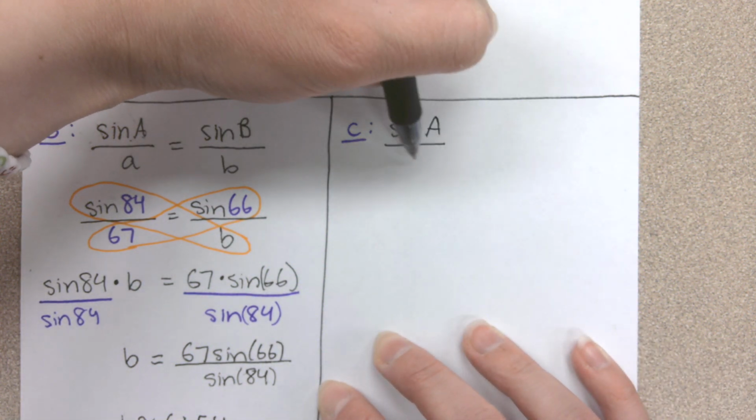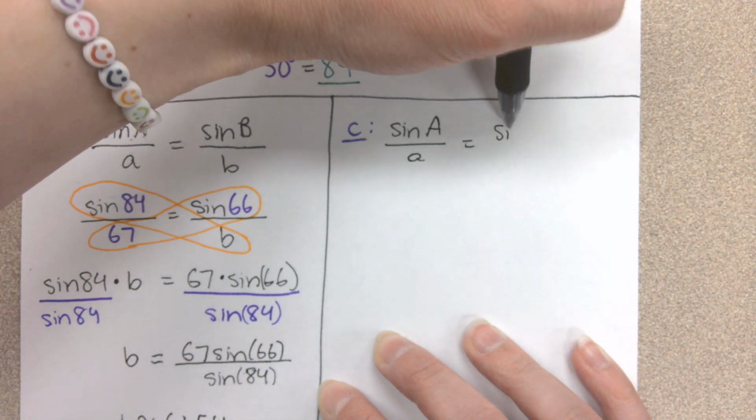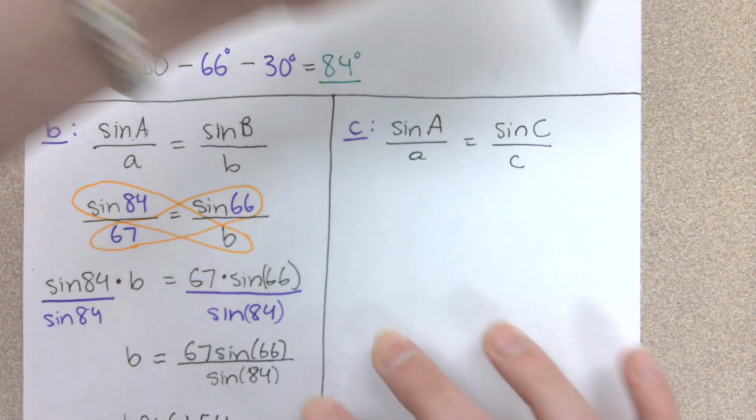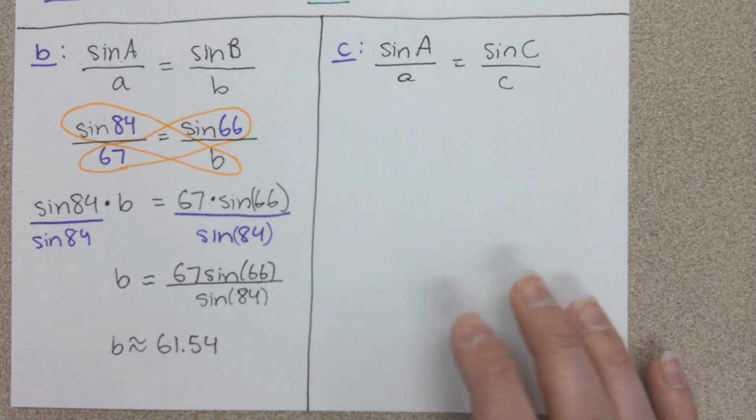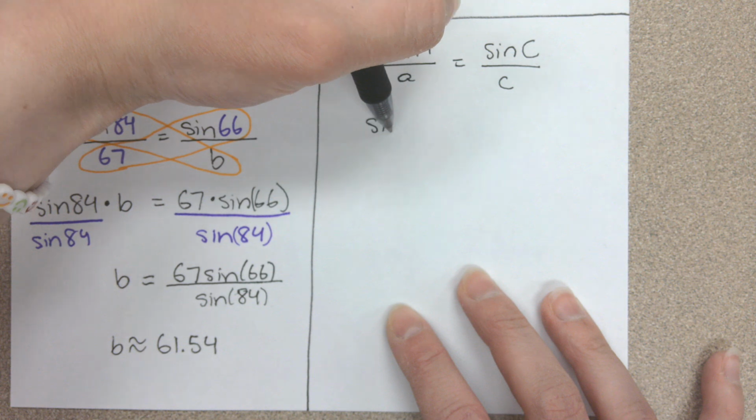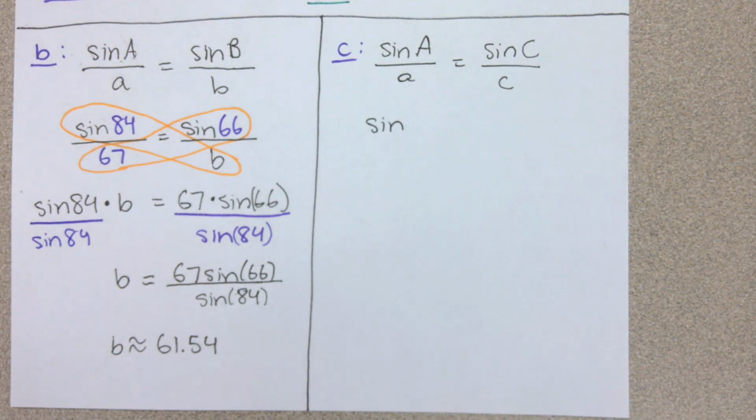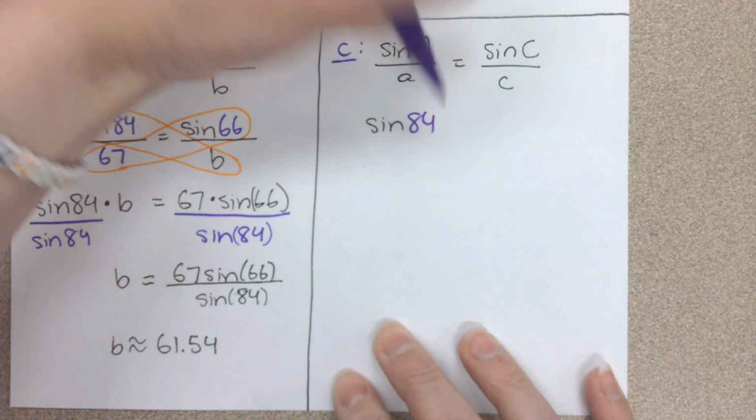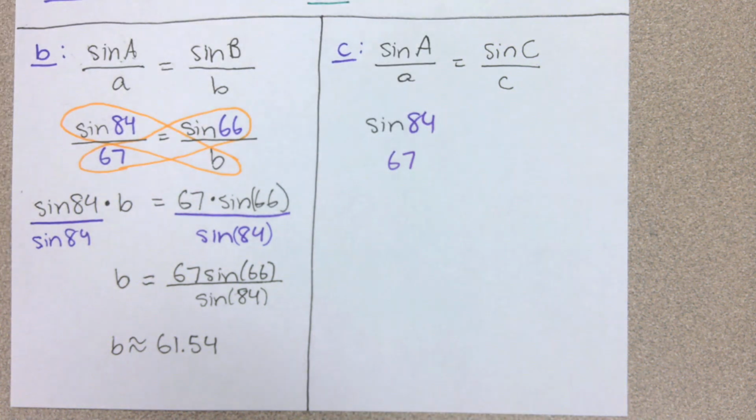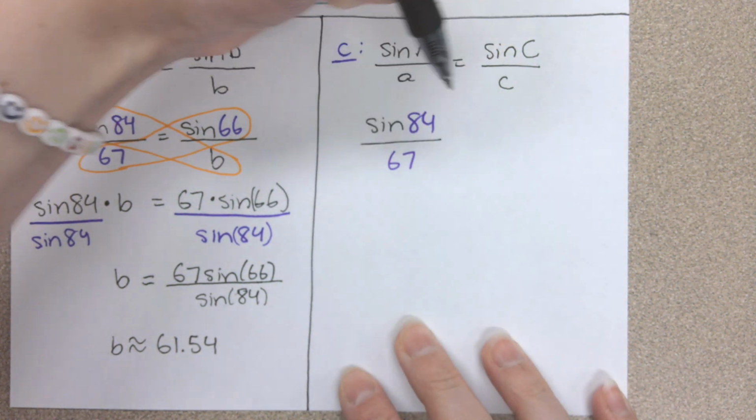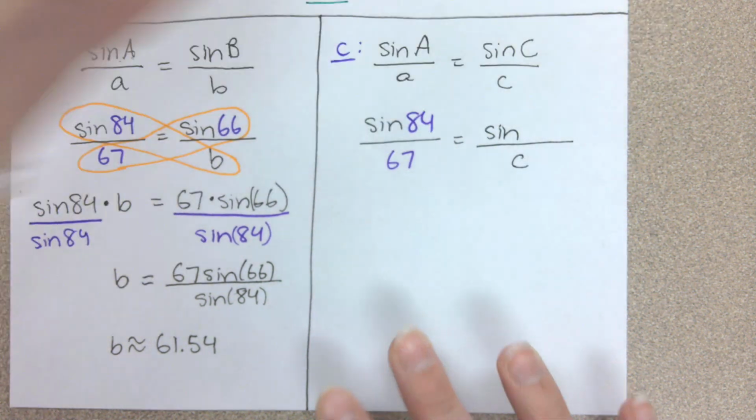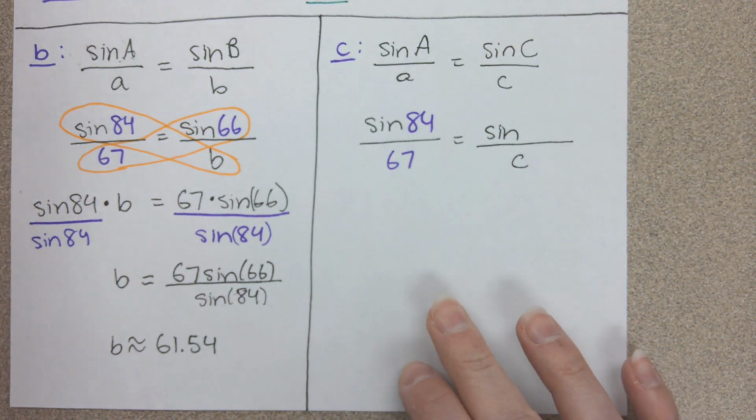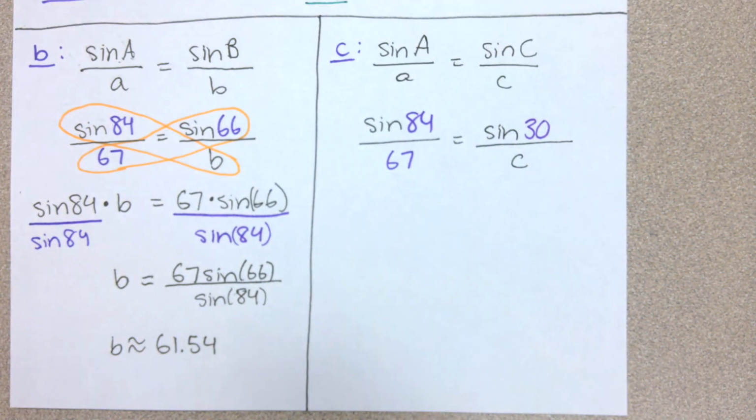Sine of A over A equals sine of C over C. And aside from one number changing, the math is going to be exactly the same, so I'll go through this a bit quicker. Sine of 84 over 67 equals sine, and C is 30 degrees, so sine of 30 over C.